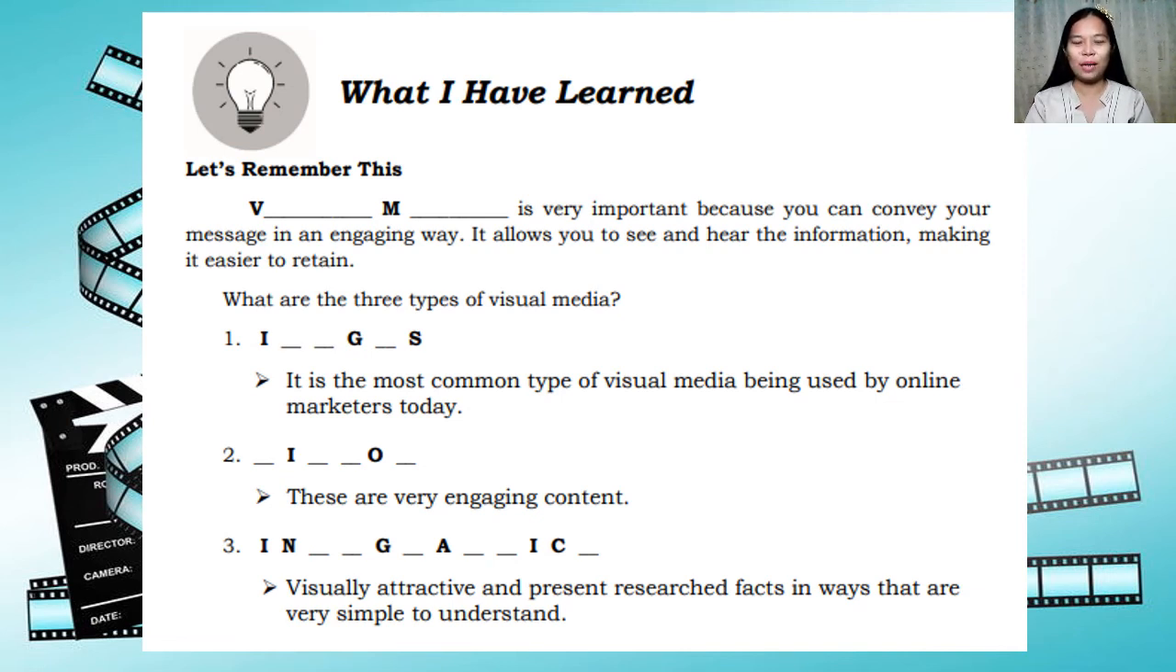Now, what are the 3 types of visual media? Number 1, they are the most common type of visual media being used by online marketers today. Number 2, these are very engaging contents. And number 3, they are visually attractive and present researched facts in ways that are very simple to understand.